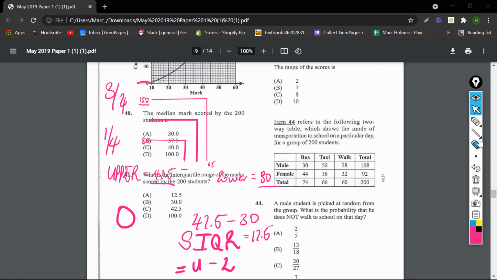So number 41 was not a cheese tricks, as I say. It wasn't that easy to see or pick up. So upper is equal to 42.5. So it wasn't that easy. The answer is A.